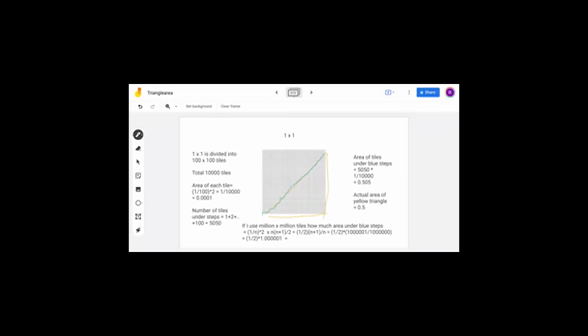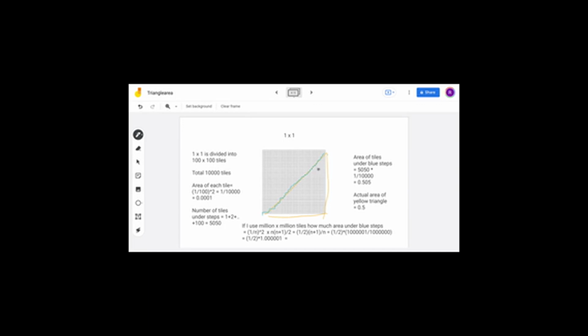Anyone wants to repeat the steps? First, we divided the 1 by 1 square into small rows and small columns, and we did n by n. So first we took n equal to 100, then n equal to a million, and smaller. In general, we take n by n. Then what did we do with it?